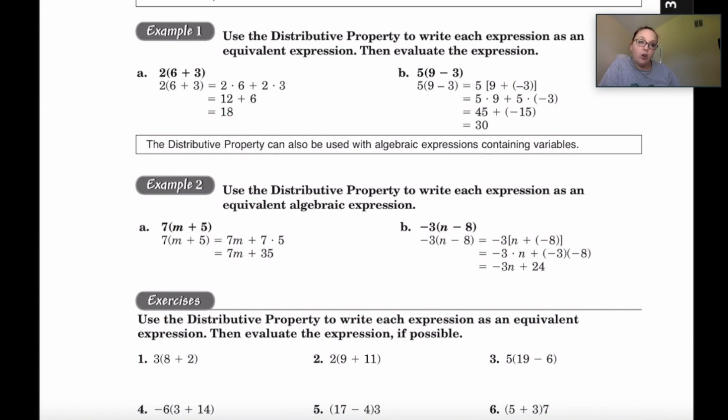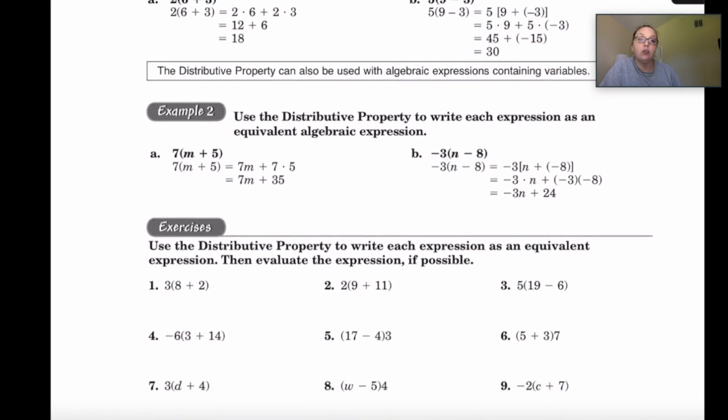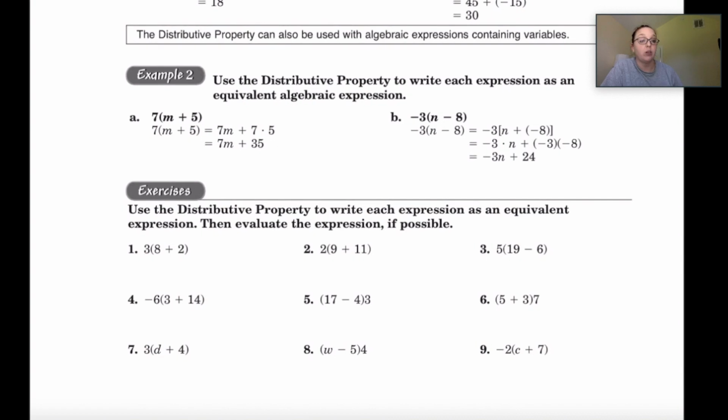Now, why do you even care to do this? Because you could just do order of operations, do 6 plus 3 first, which would be 9. 9 times 2 is 18 and be done with it. Because you're going to need to know how to use the distributive property when it comes to variable expressions, which is what you have in this second example.